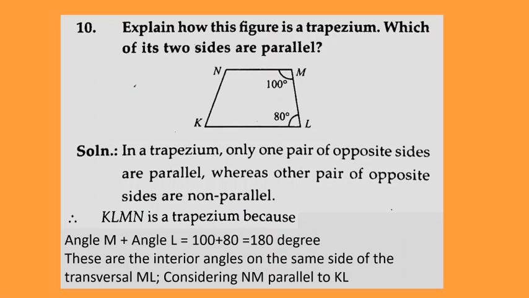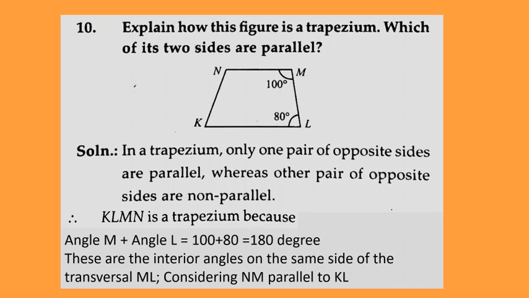But something is given. Angle is given. Right? One angle M is given 100. L is given 80. We studied about co-interior angles. Co-interior means what? They are the consecutive interior angles. Interior angles on the same side of the transversal. Which is the transversal that we have to identify. So when, say, if I consider ML as a transversal, angle M and angle L adds to 180 degree.